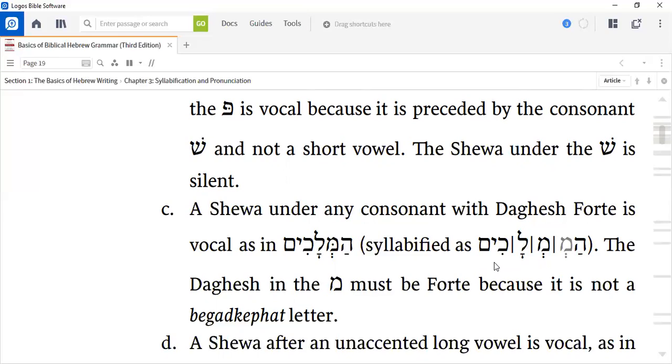And we will actually just think about it first without the ha. So the ha means the, right? The ha means the, and it comes with the dagesh. So let's take that off, and what we have is melachim, okay? Now, why do we pronounce melachim as a vocal schwa at the beginning there, even in our modern Israeli pronunciation?